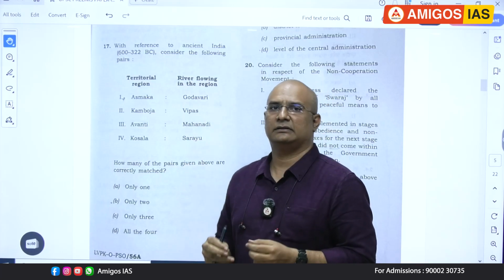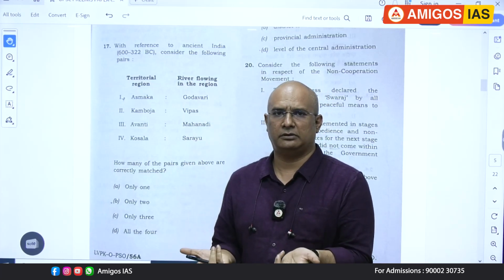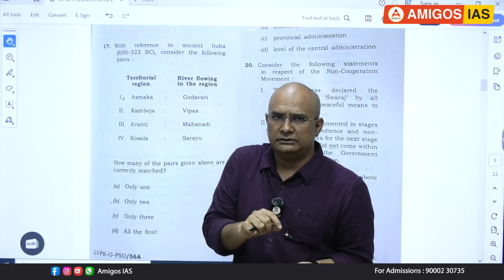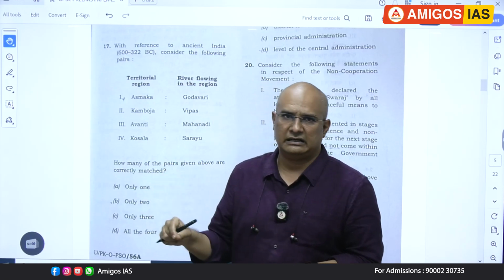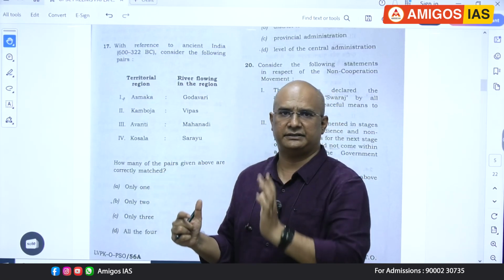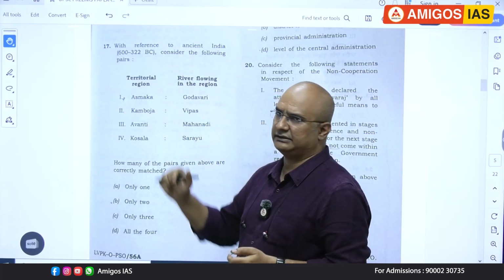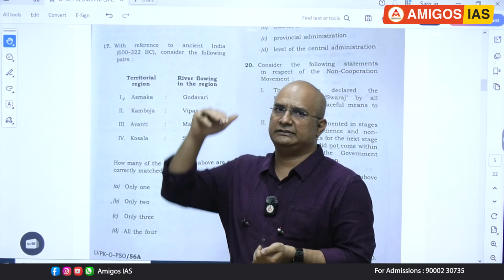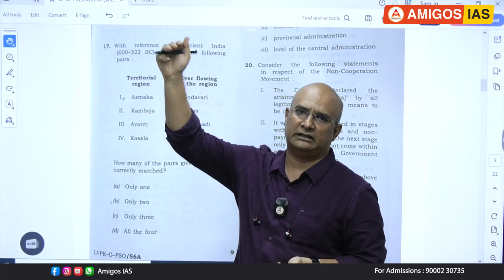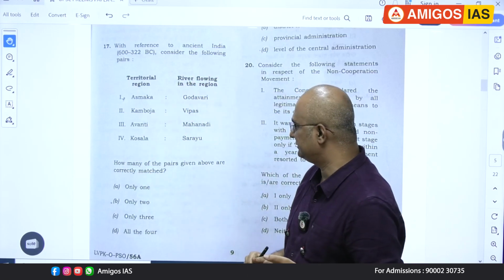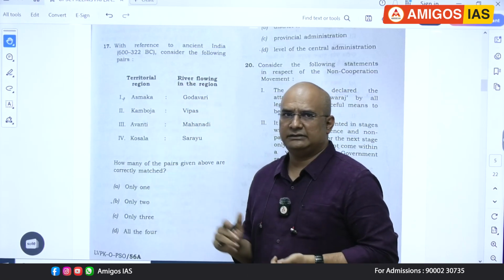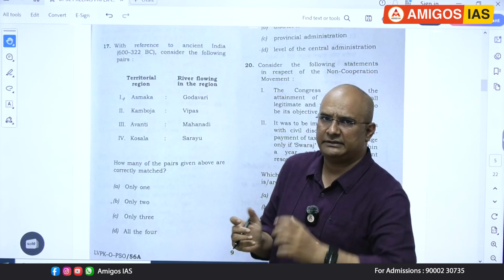Kamboja and Vipas. Now some people might tend to get confused over here, but if you know that the present day river called Bias was called Vipas in ancient times, then again there is a full chance that you will get that question correct. Kamboja is one of the northernmost Mahajanapadas if you see the map of the 16 Mahajanapadas. That's also right. Avanti is a Mahajanapada which is located in the Madhya Pradesh region.